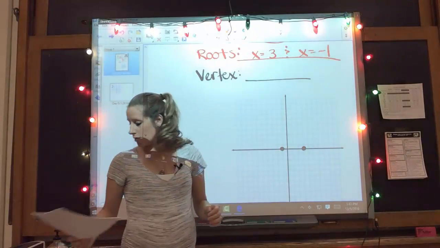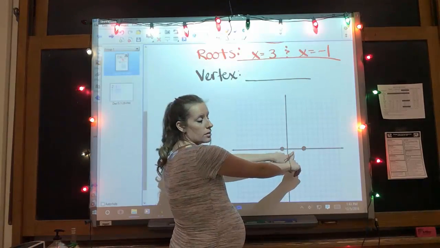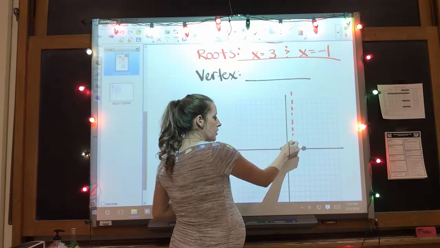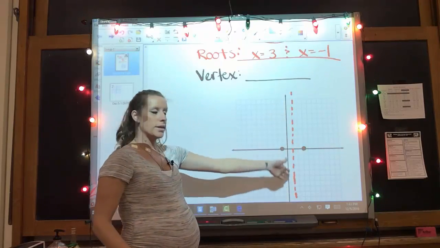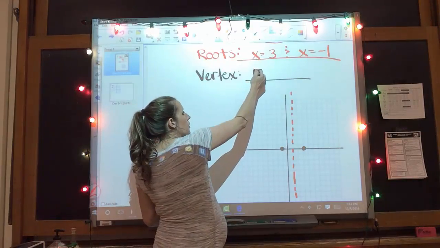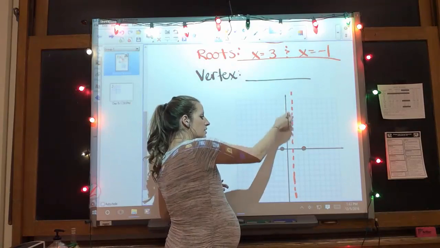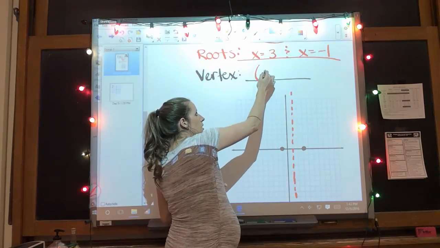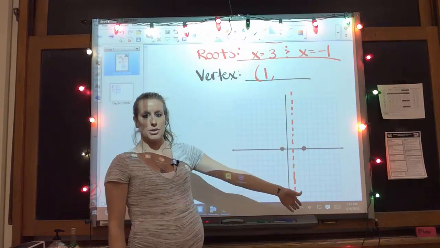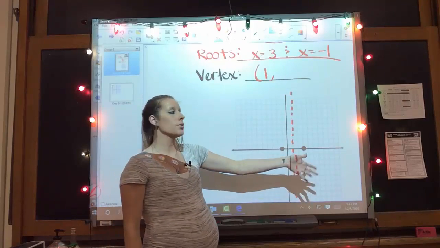So what you can do is take your fingers and work your way to the middle. My middle line here, my axis of symmetry, would go through where x is 1. It's going to be right through the middle of those two roots. Since our vertex is on that axis of symmetry, the x value of our vertex is going to be 1. We don't know where yet, but it will be somewhere in the middle of those two roots.